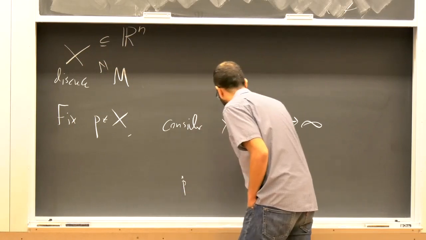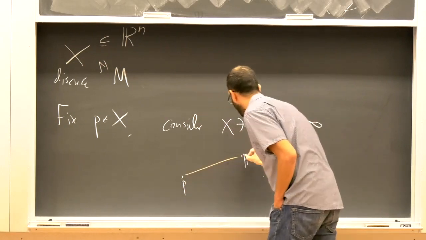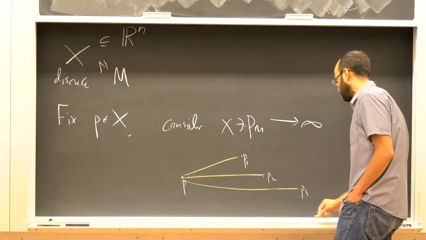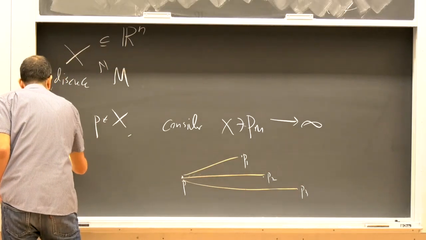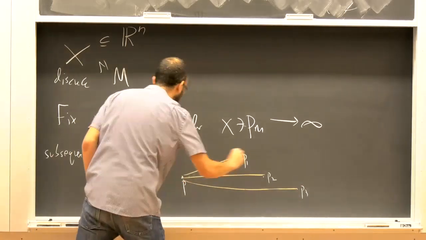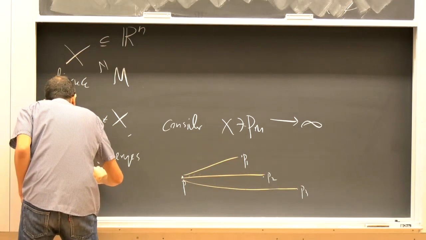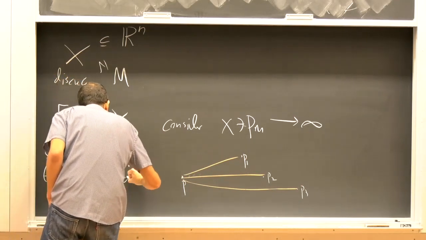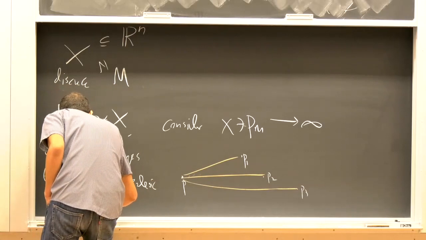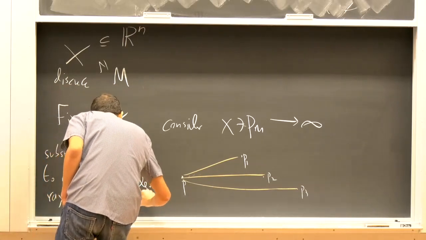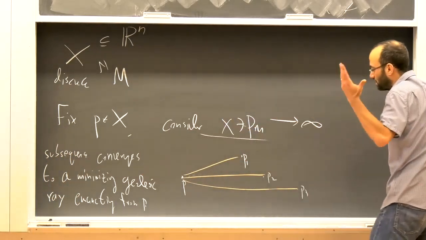So you have P, that's Pm, P1, P2, P3, whatever. And I connect them by geodesics. In a complete manifold, there is at least one minimizing geodesic connecting any two points. Now I take a subsequence of these geodesics from P to P1, P to P2, and this converges to some ray, a minimizing geodesic ray emanating from P. But of course, the geodesic ray that you obtain depends on the sequence. There are many sequences, and you can take many geodesics.